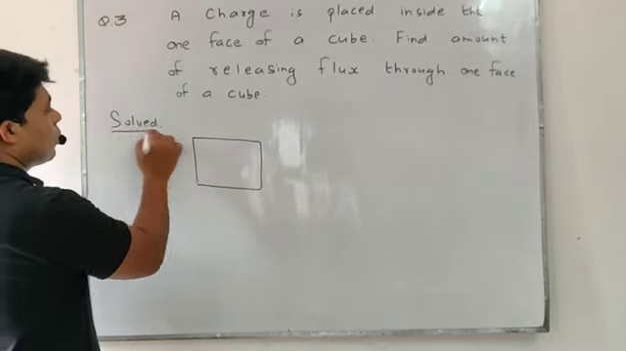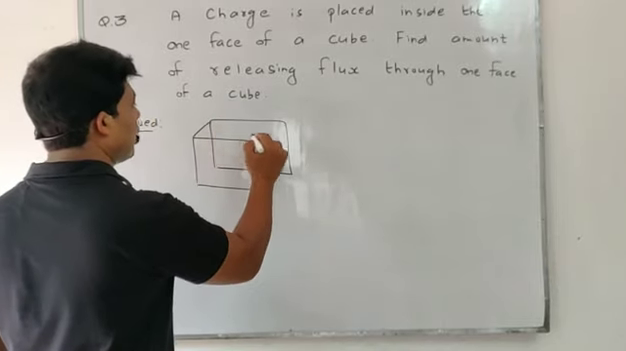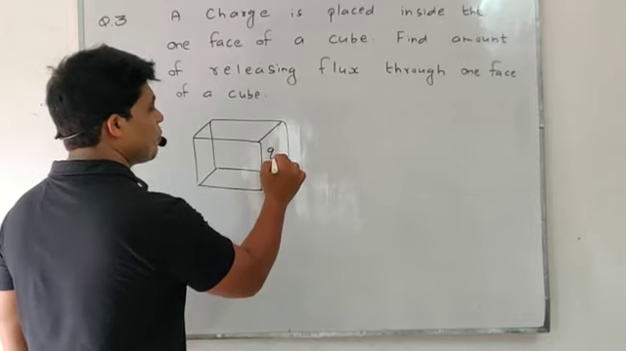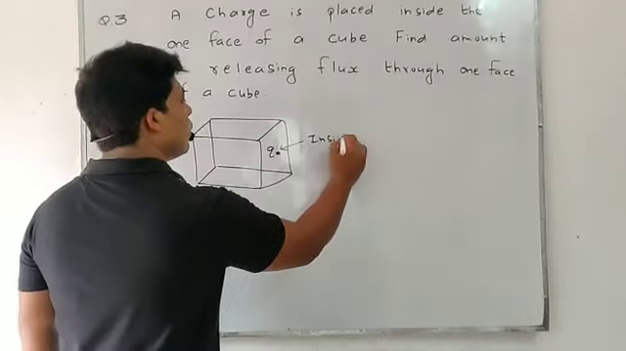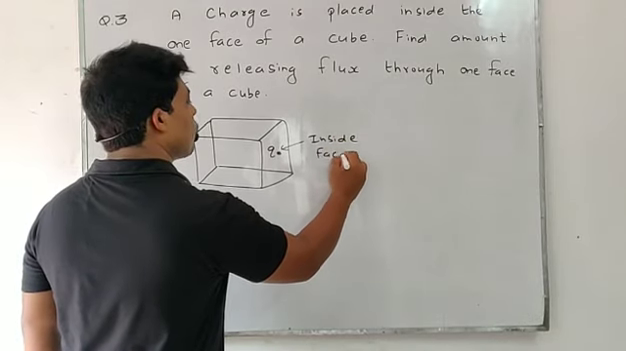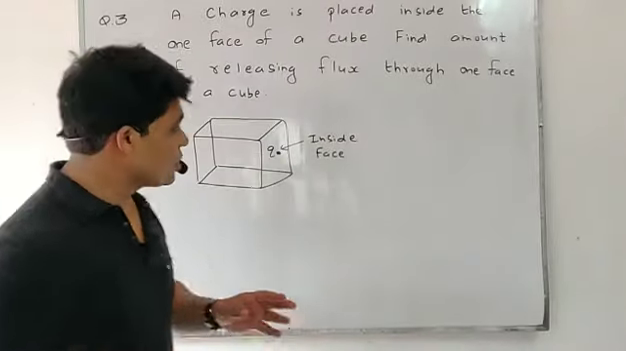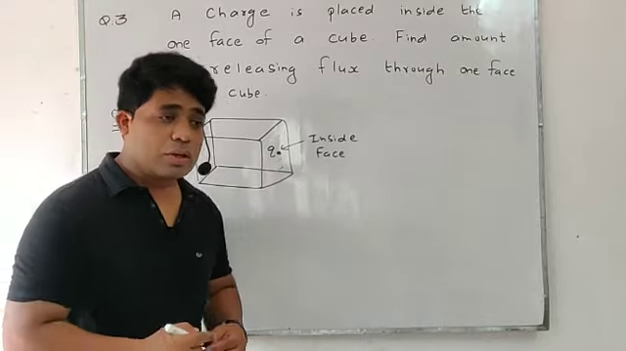Look, we are given a cube. In that cube, a charge is placed inside one face. Suppose this is a charge, placed inside one face of a cube. And he is asking to find the amount of releasing flux through only this single face.